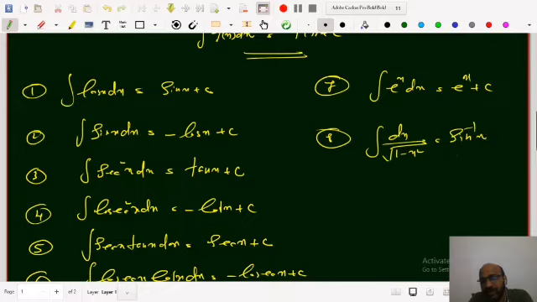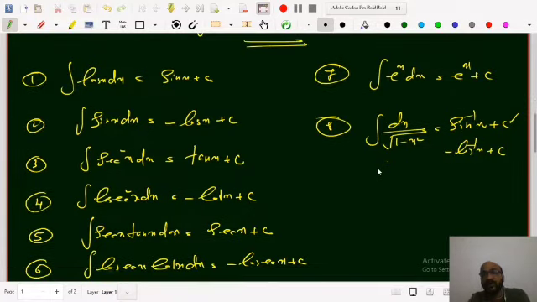Here you can write one more answer. What is the derivative of cos inverse x? Derivative of cos inverse x is equal to minus 1 by root of 1 minus x square. Therefore, derivative of minus cos inverse x is equal to 1 by root of 1 minus x square. Therefore, here we can write two answers. One is sin inverse x and the other one is minus cos inverse of x plus c. But you usually use sin inverse of x plus c as the integration of 1 by root of 1 minus x square.